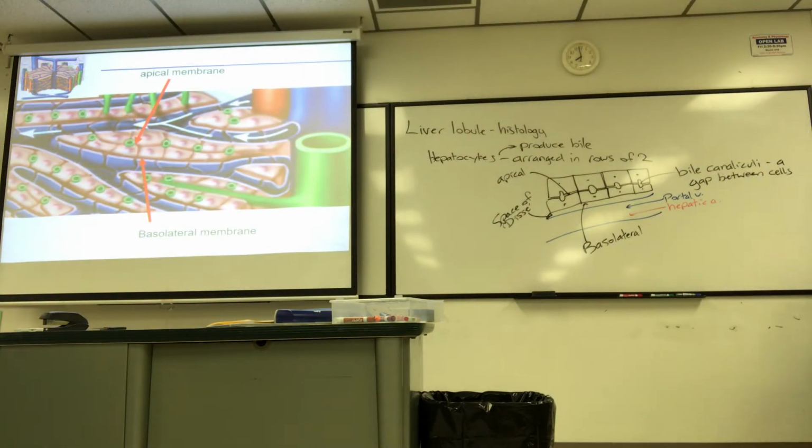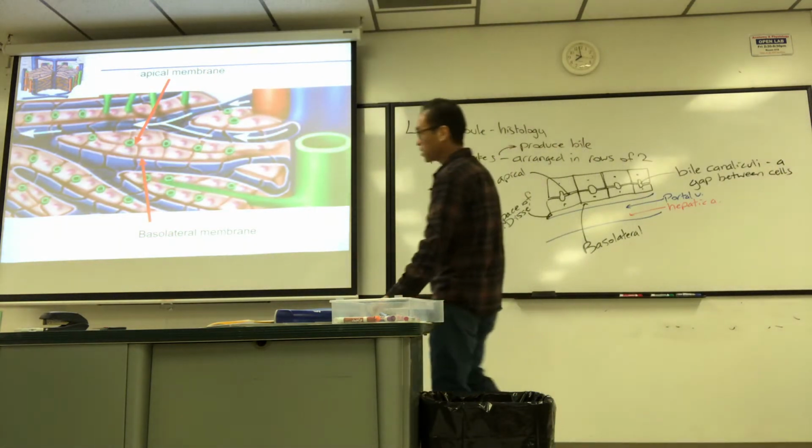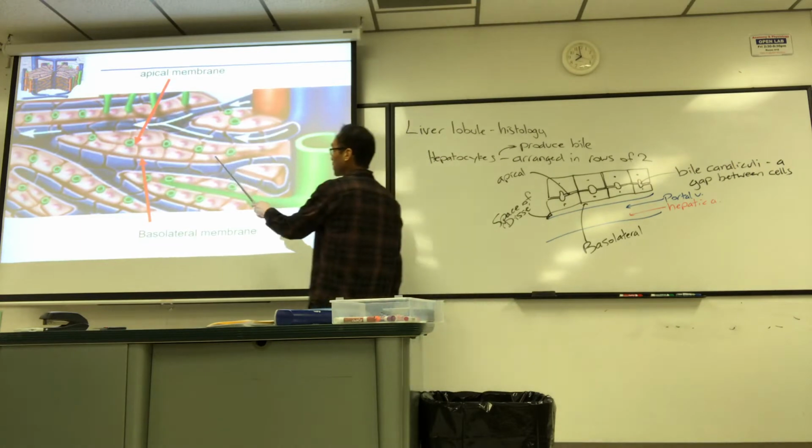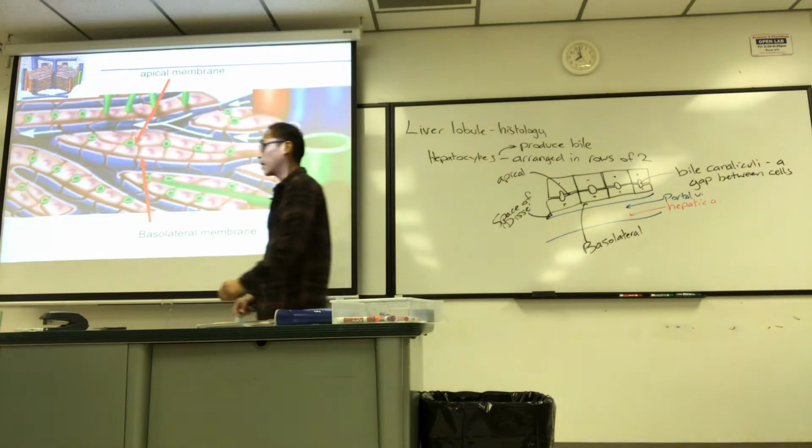And as the blood flows by, what I want to make about this arrangement is every cell is exposed to flowing blood. No cell is landlocked. Whether it's on the top or the bottom of this picture, every row of hepatocytes has access to the blood flowing by, so the liver is very efficient in doing its job.